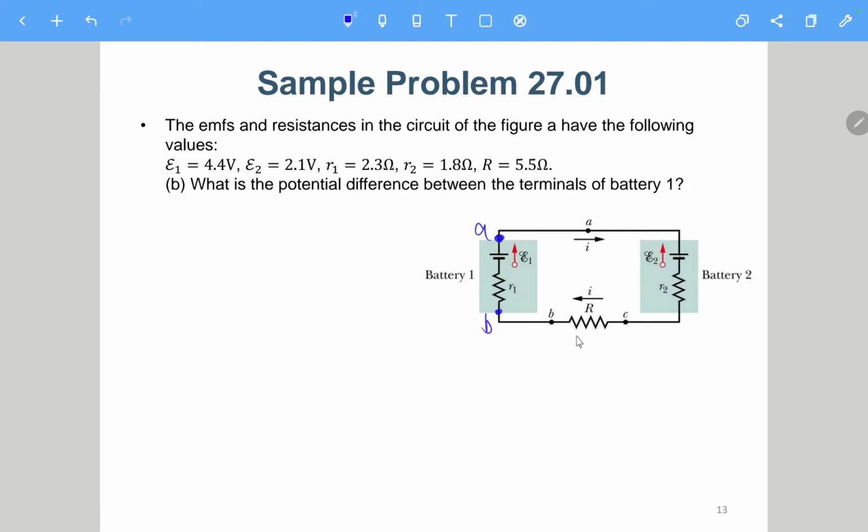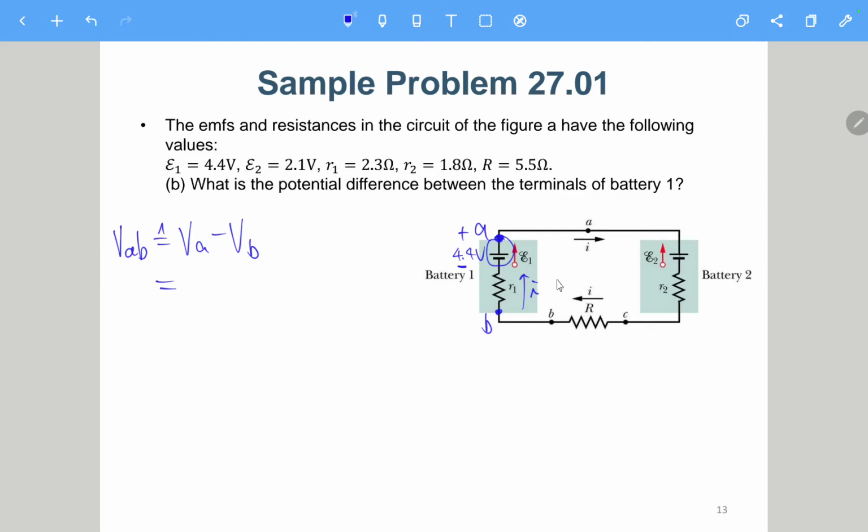Here, E1 is 4.4 volts, and I is in this direction. When we consider 4.4, it means this is higher, this is lower. And here I is pointing this side. So in that case, VAB, which means VA minus VB, should be this part.